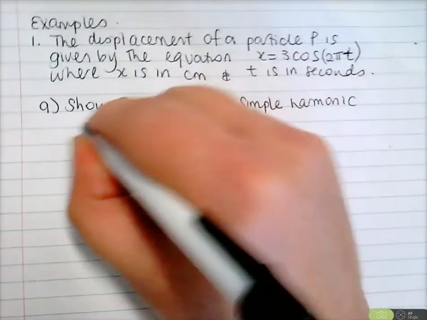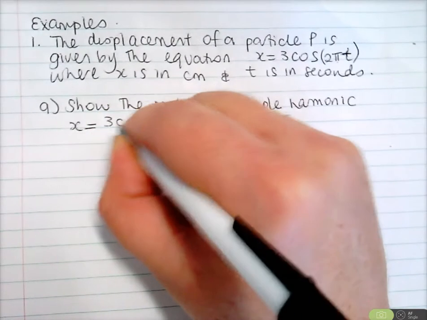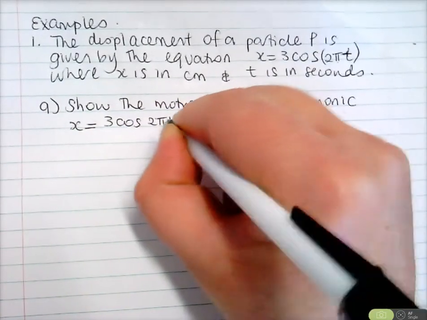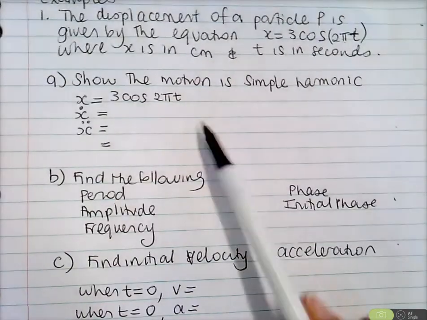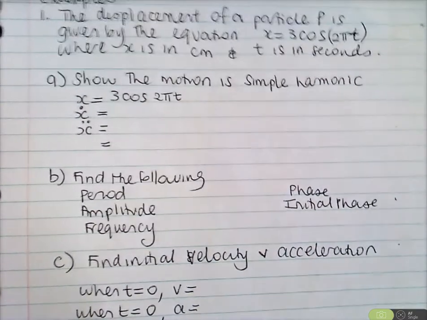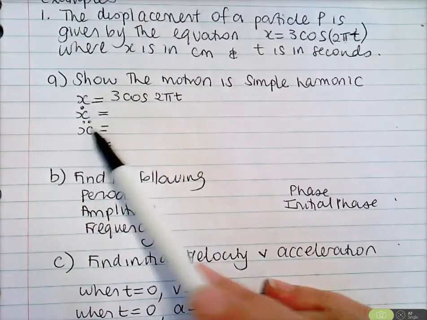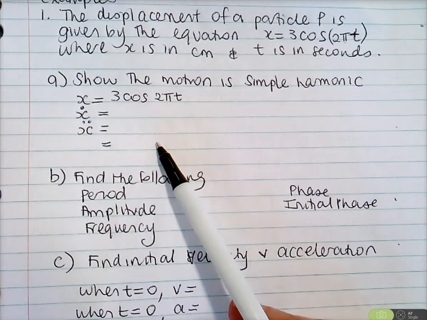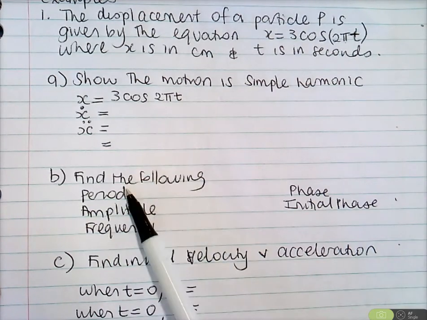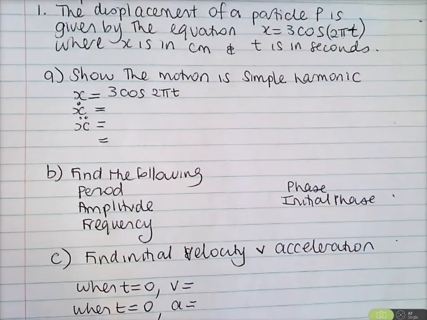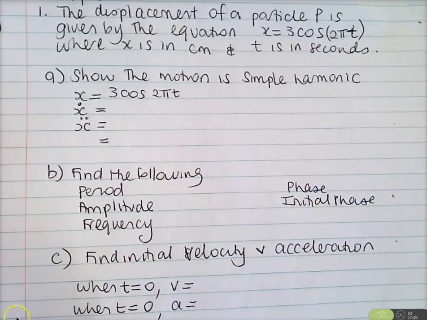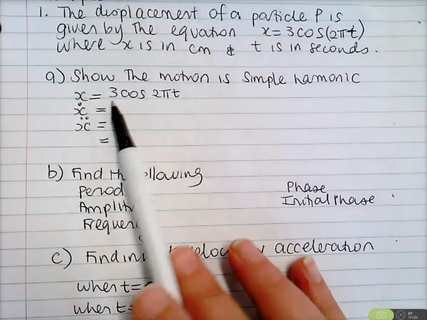Okay, good. So we start with x equals 3 cos 2 pi t. What do we do next? Parts A and B and C. I'm just going to pause the video and you can work out the velocity, the acceleration, show it's in the form negative n squared x. Then you can find the period, amplitude, frequency, phase, initial phase, and I want you to find the initial velocity and acceleration. What have we got for velocity?